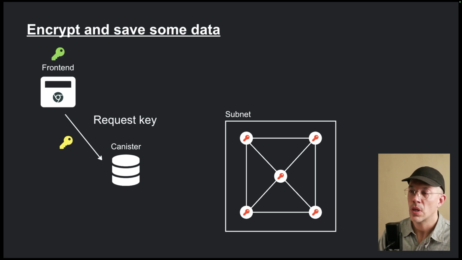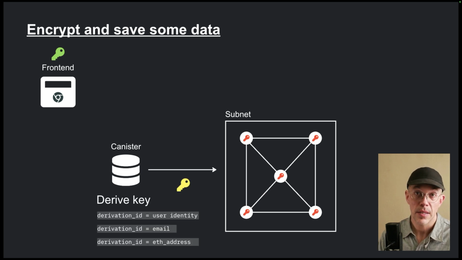And then when the front end wants to request the key from the subnet and the canister, it provides the canister with its public transport key. The canister passes that information on to the subnet along with the derivation information we need to uniquely identify the generated key. And that derivation ID might be a user identity of any kind. It could be an email, or it could be an Ethereum address, or whatever we like.